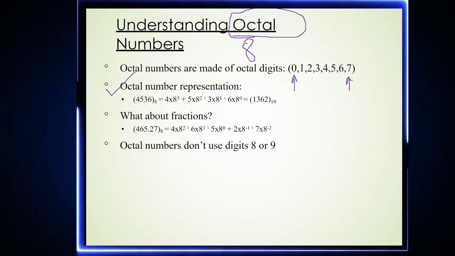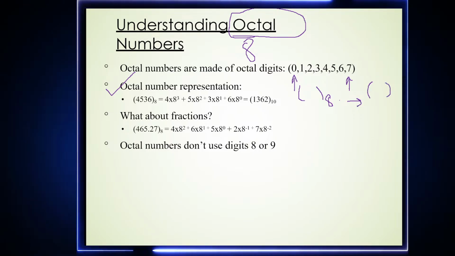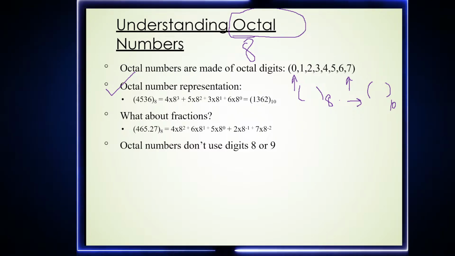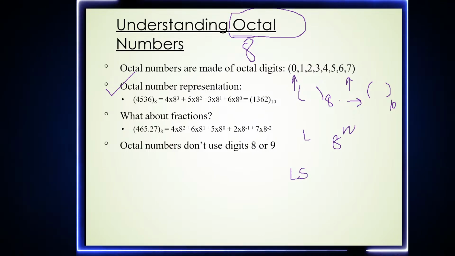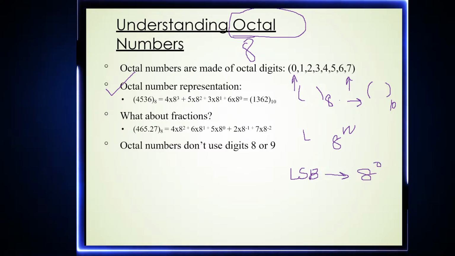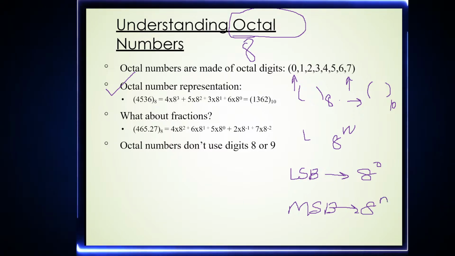So whenever we have to convert any number with octal base to its decimal equivalent, what we do is we multiply it with 8 raised to n. That means the least significant bit of the given number would be multiplied by 8 raised to 0, and the most significant bit of the given number will be multiplied by 8 raised to n.